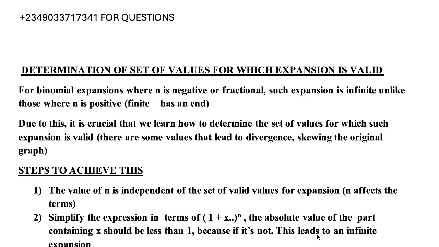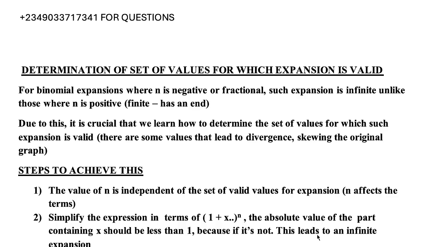And in this case, remember, we are looking at the negative expansions, the fractional indexes. How do we get the set of values? Because remember that this is an infinite sequence, right? And if it's an infinite sequence, using the convergence rule, convergence means it has to get to that particular point, and divergence means it actually goes away from the actual function. So we don't want it to diverge, because if it diverges, it's no longer complying with the original function.